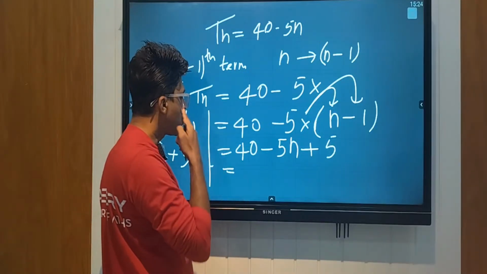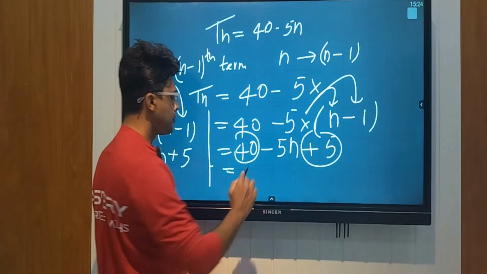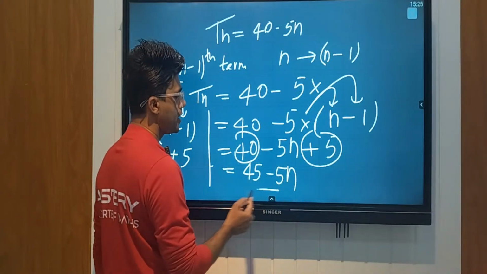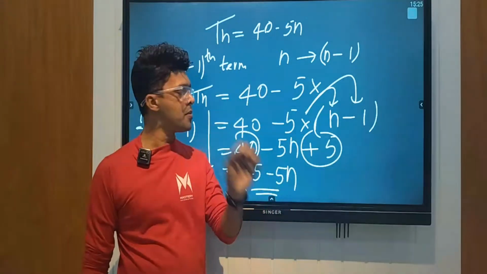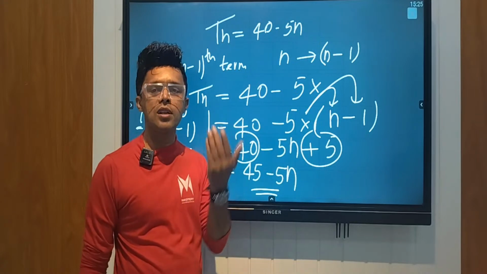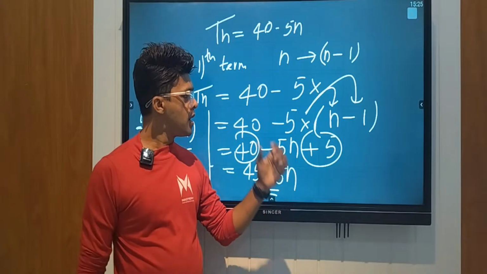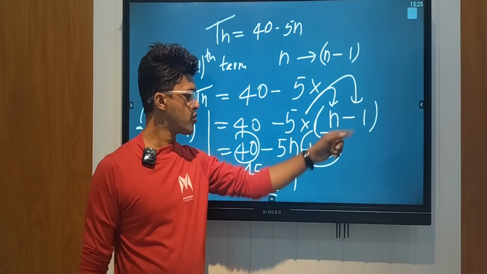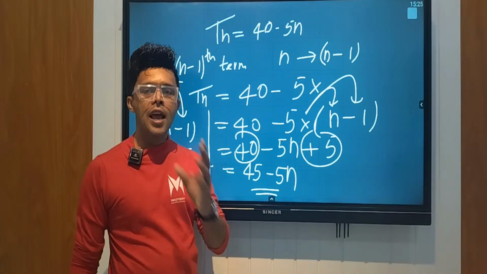Now we can simplify the like terms. This 40 and this 5 can be added: 40 plus 5 is 45. So 45 minus 5n is the n minus 1 term. This is the answer. Be careful, you need to remove the brackets and simplify. You learned this last year in the lesson on algebraic expressions.